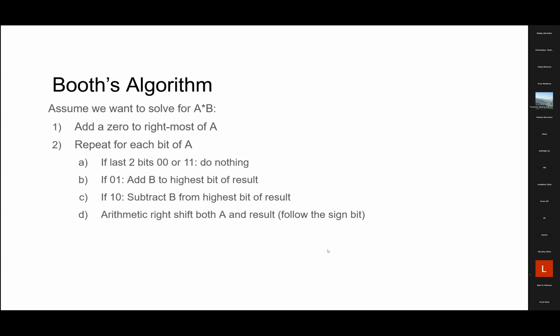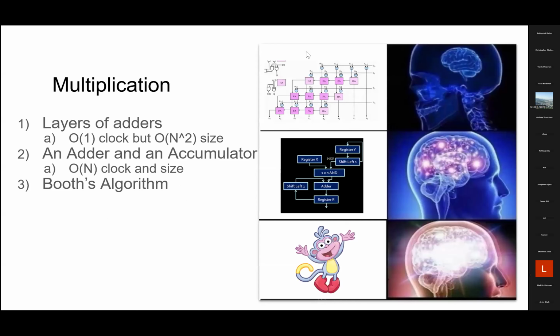It's quite simple once you get the hang of it. But why do layers of adders have a cost of O of 1 clock? Sure. Because you just need one clock cycle for this. Once you put the input in, in one clock cycle you get the whole output out. However, for the adder and accumulator method, the process needs to loop n times, which is the number of digits you're multiplying. So that's why it's O of n in terms of clock. Does that make sense?